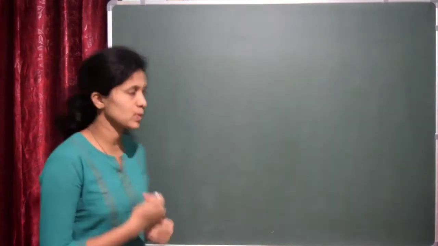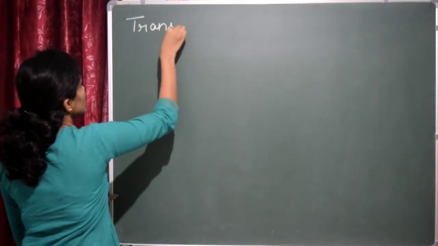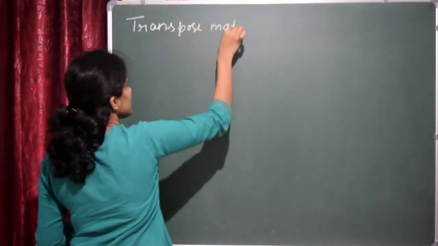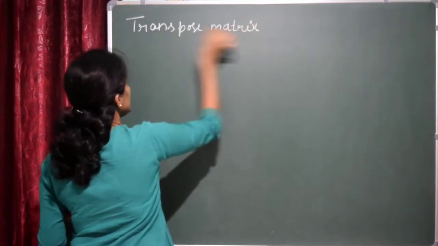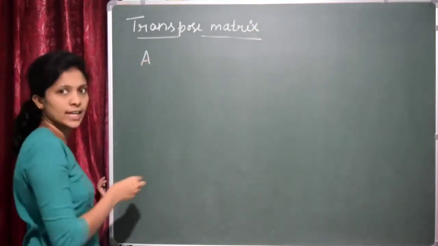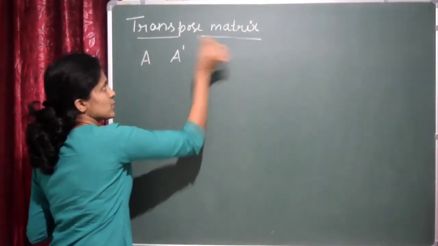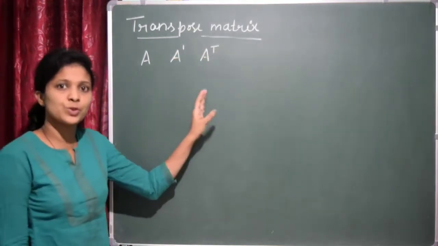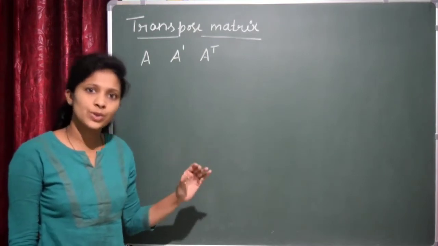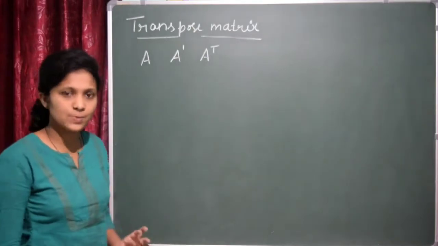Now we'll move to the next concept, that is transpose of a matrix. You know this, in the beginning only I have explained about this one. What is the transpose of a matrix? How to represent that one? If the given matrix is A, transpose of A is represented by either A dash or A transpose, right? This is a representation. How to find that? Just you have to interchange the rows and columns. You have to write row as column and column as row. Is it clear? This is a transpose of a matrix.